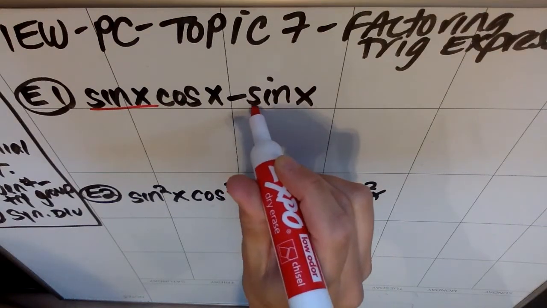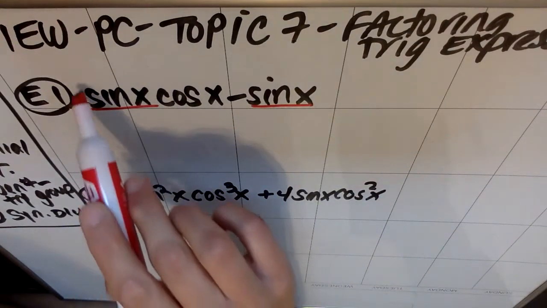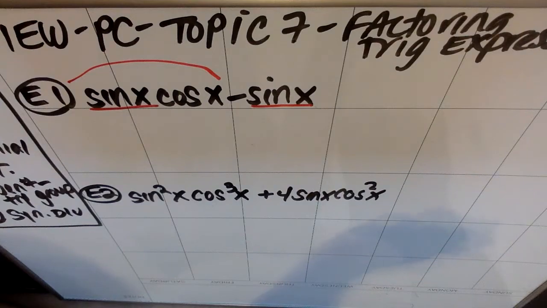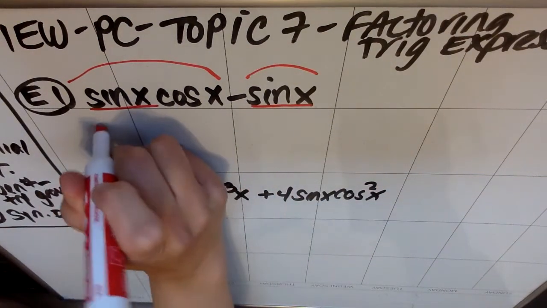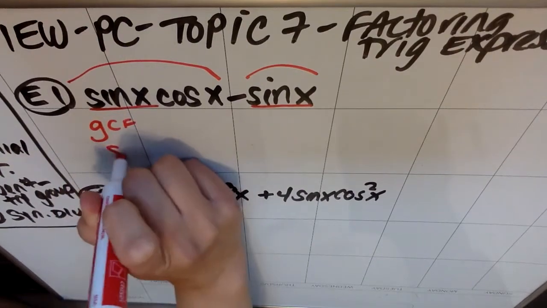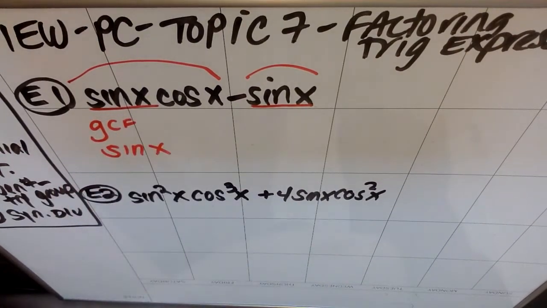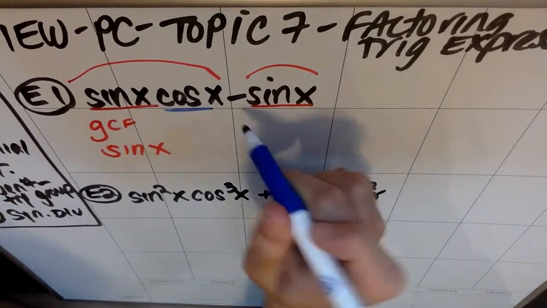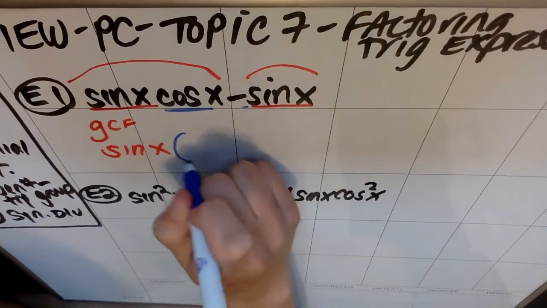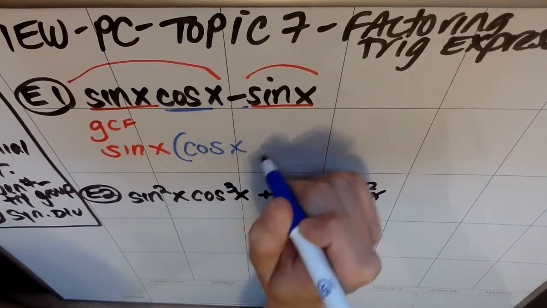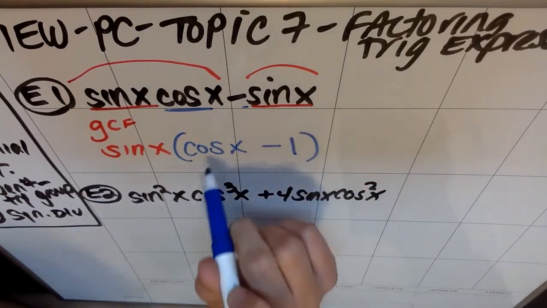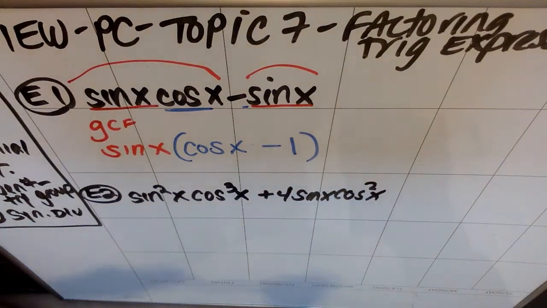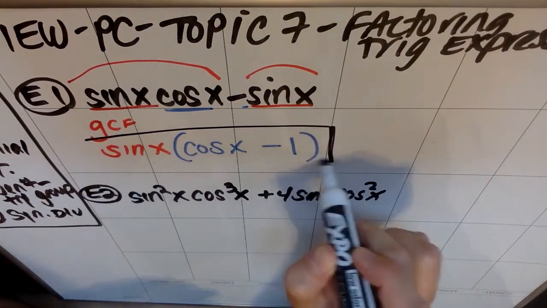If you notice, there's a sine x in each of these terms. The first term is sine x times cosine x, and the second term is just a sine x. So there's a GCF here, and the GCF is that whole sine x package. If I take that out, what's left is a cosine x, and then whatever was sitting in front of the sine, which is a minus 1. So I get cosine x minus 1. Again, the x is inside the cosine, the 1 is not, and that's my fully factored expression. So I have a GCF, and I have leftovers, and I am factored.